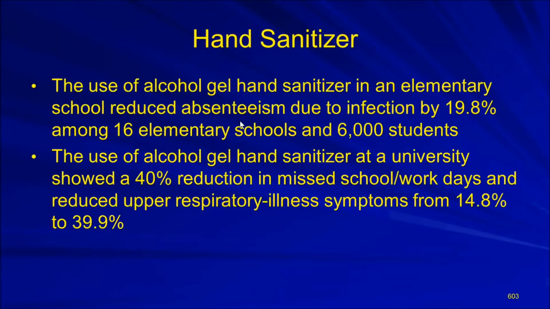Okay, and similarly, the use of alcohol gel hand sanitizer at a university showed a 40% reduction in missed school or work days and reduced upper respiratory illness symptoms from close to 15% to 40%. Think about a 40% reduction in missed school or work days. Think about how much more productive a university could be, how much more productive a student, an employee, or an athlete could be if they decreased their chance of getting sick by 40%, or reduced their upper respiratory illness symptoms from 15% to 40%.